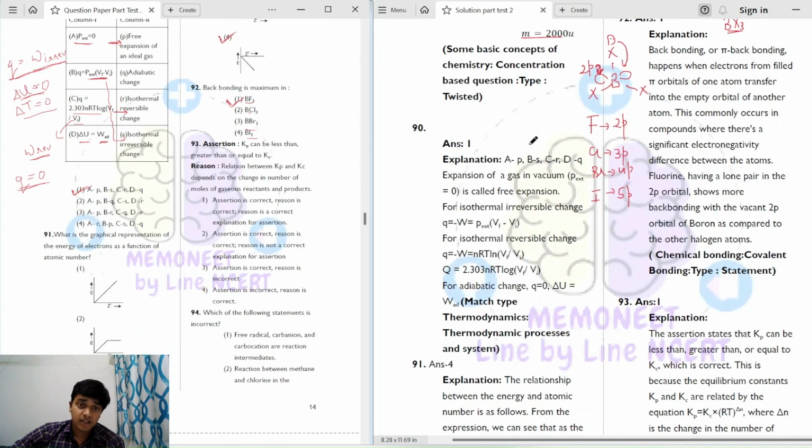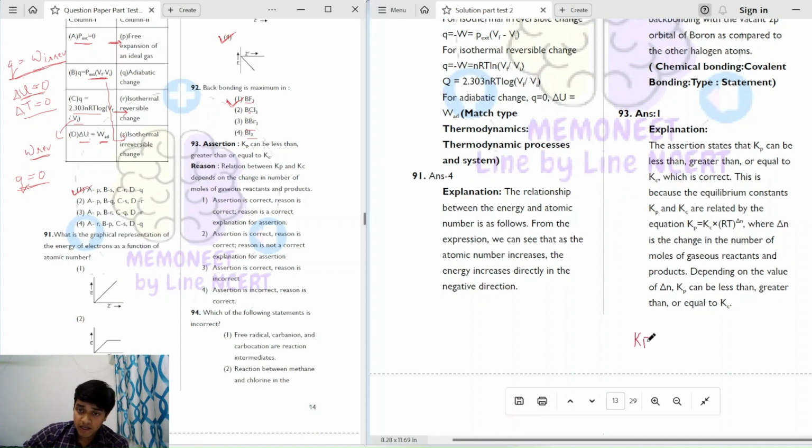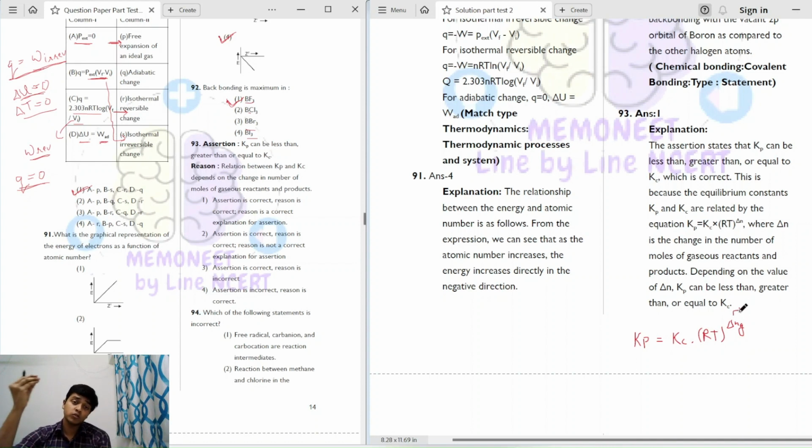Moving on to the next question, it is an assertion reasoning type of question. The assertion says Kp can be less than, greater than or equal to Kc. If we consider the relationship between Kp and Kc, it is given as Kp is equal to Kc multiplied by RT raised to the power delta Ng. What is delta Ng? Delta Ng is the change in the number of moles of gaseous products minus reactants, right? It can keep on changing. We can either have it as negative or positive, or it can be zero. So depending on that, the value of Kp can be either less than or greater than or equal to Kc.